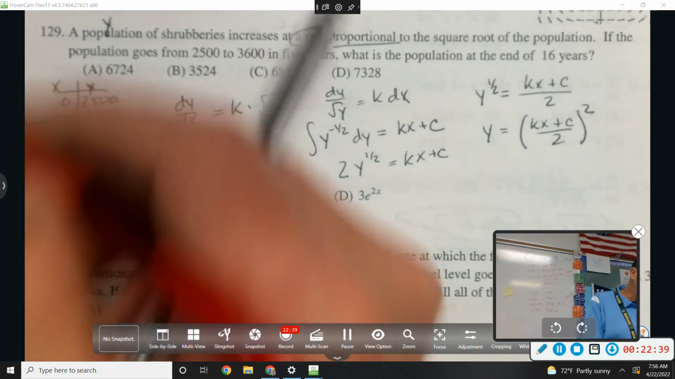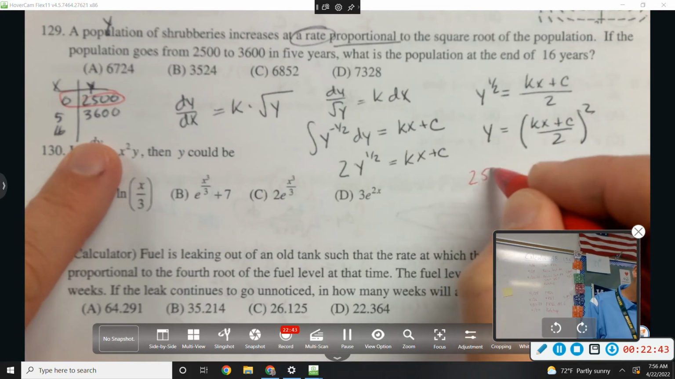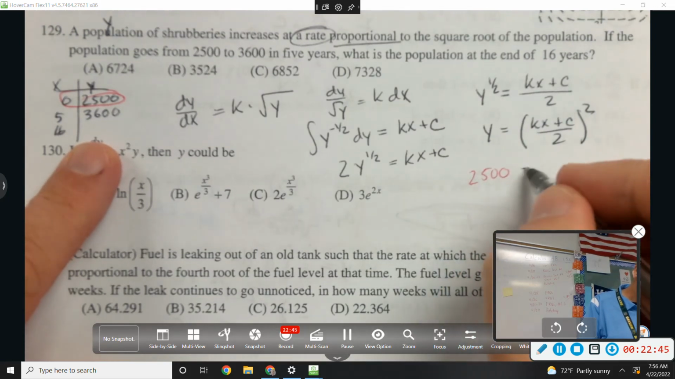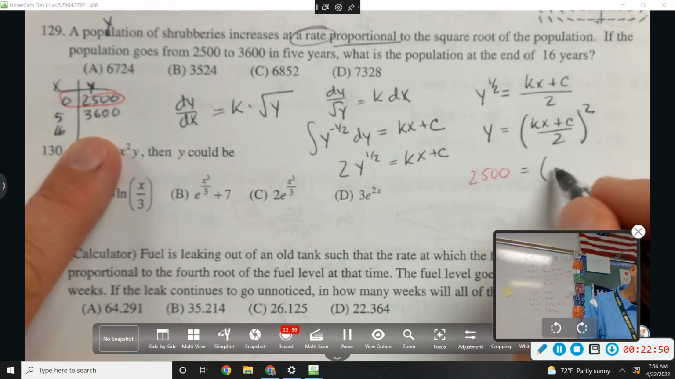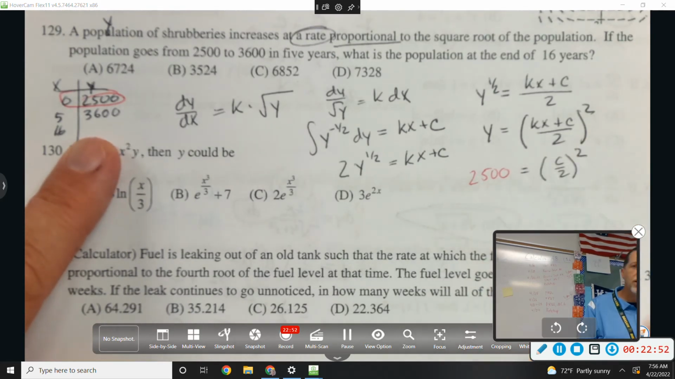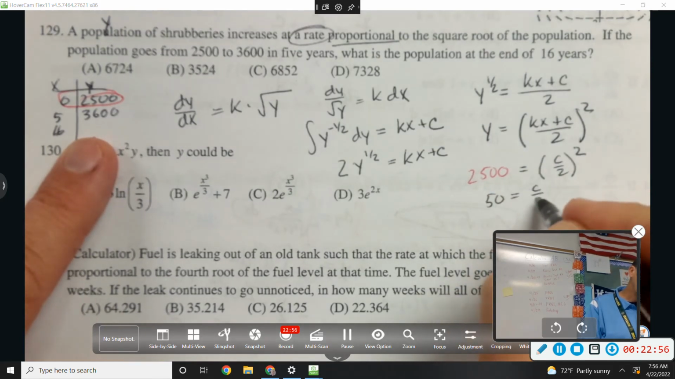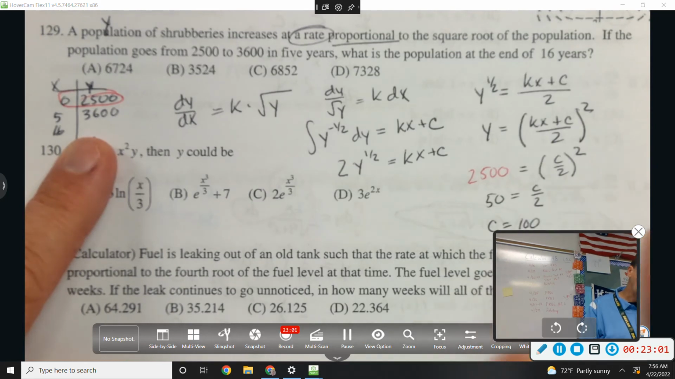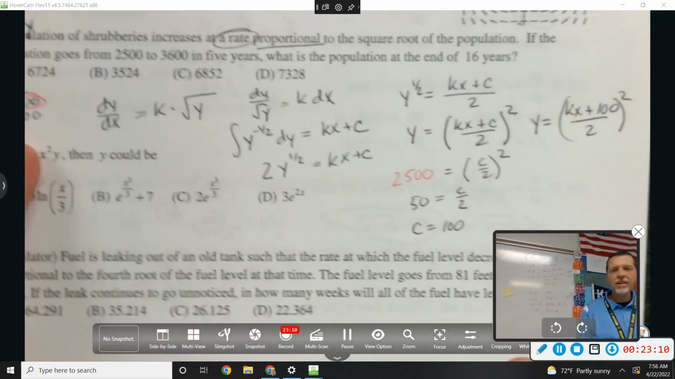So let's plug in 0, 2,500. So 2,500 equals, the x is 0, so c over 2 squared. So 50 equals c over 2. So c equals 100. So y equals kx plus 100 over 2 squared.